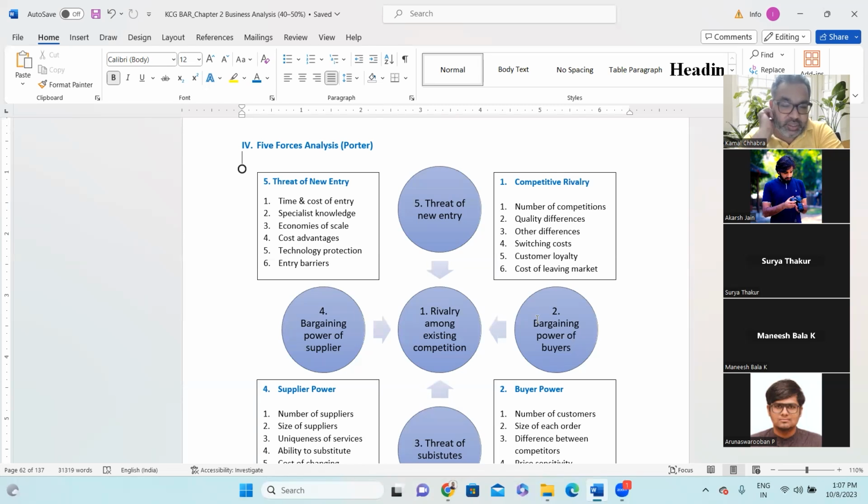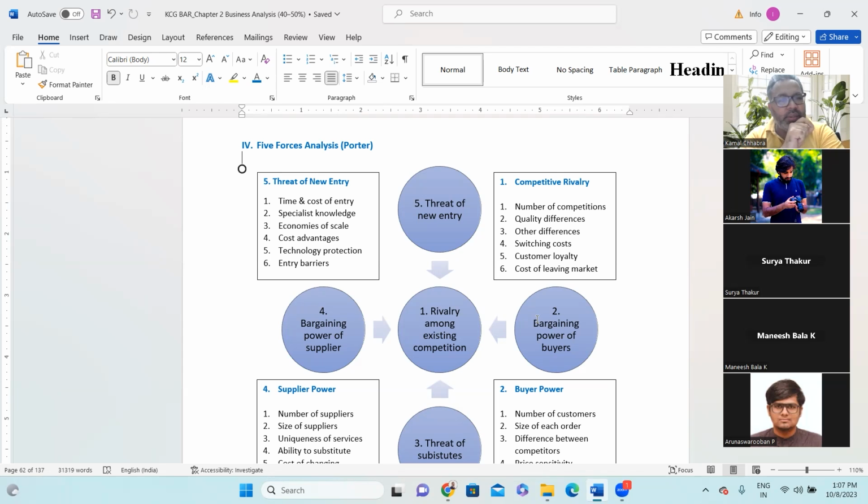Fourth thing is switching cost. For example, if someone is using HDFC Bank and you want him to move to ICICI Bank, what will be the cost of switching?